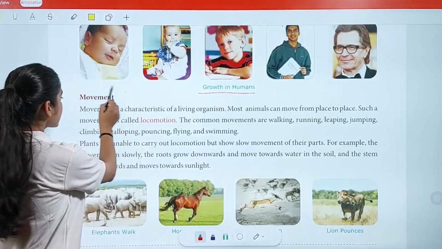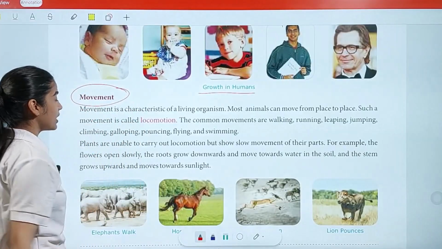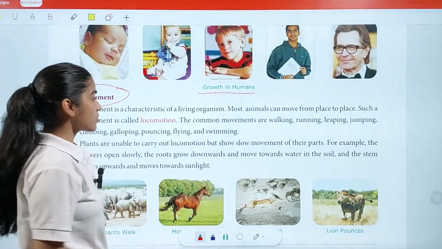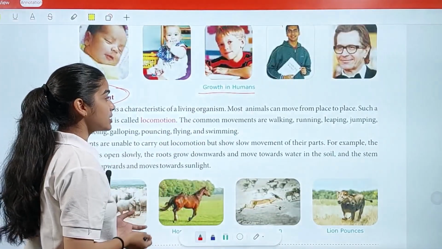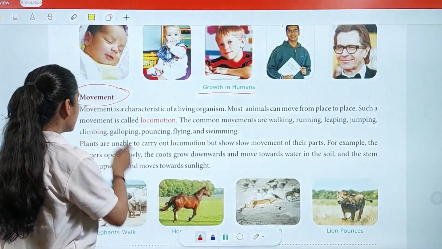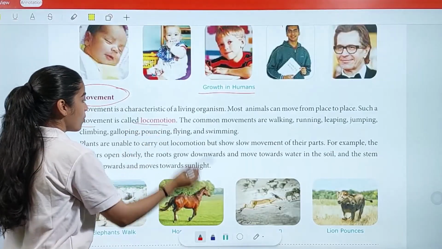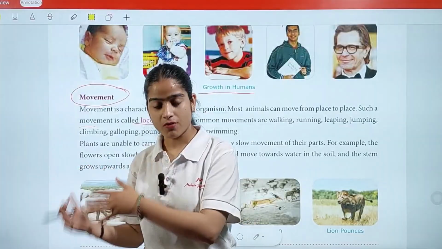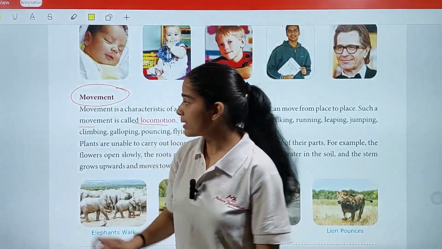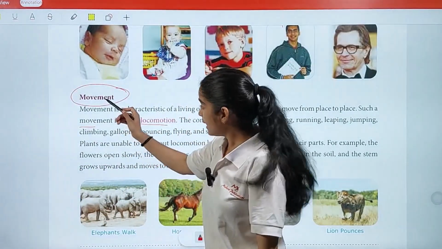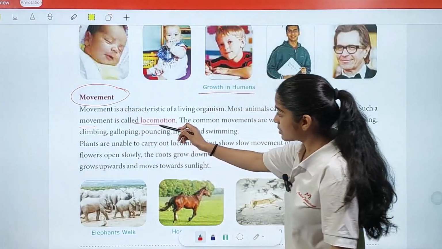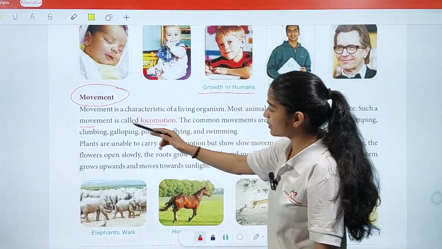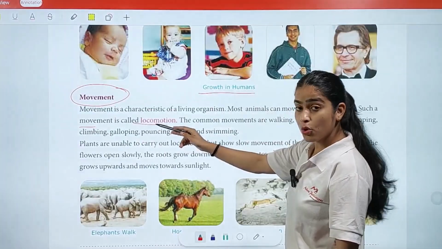The next characteristic we have is movement. Movement is a characteristic of living organisms. Most animals can move from place to place. Such movement is called locomotion. So what we understand here is that when we are able to move from one place to another place, that is called movement. And this movement is further described as locomotion.